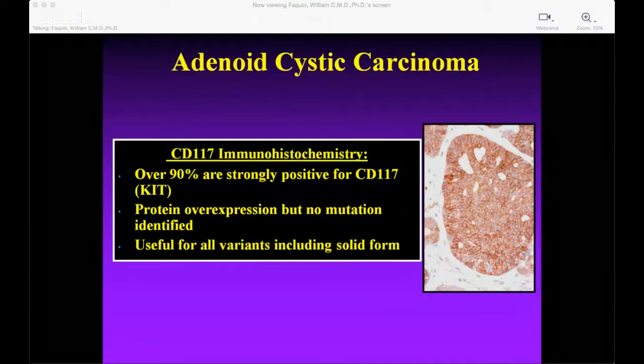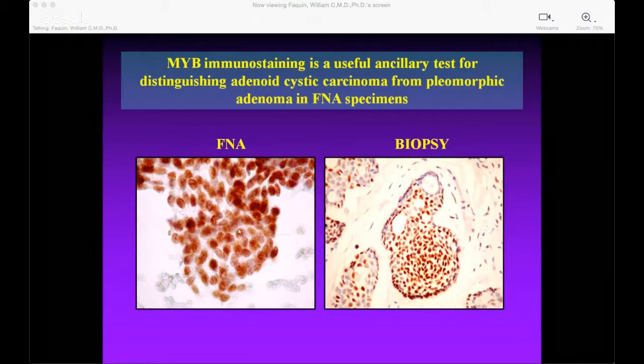There are a couple of good immunohistochemical stains that we can use to help us with adenoid cystic carcinomas. Most cases of adenoid cystic carcinoma are strongly and diffusely positive for CD117, also known as KIT. And the other immunohistochemical marker that's very effective is MYB, which even works better on alcohol-fixed specimens than it does on formalin-fixed specimens, but it can be used on either, and it's a nuclear stain.